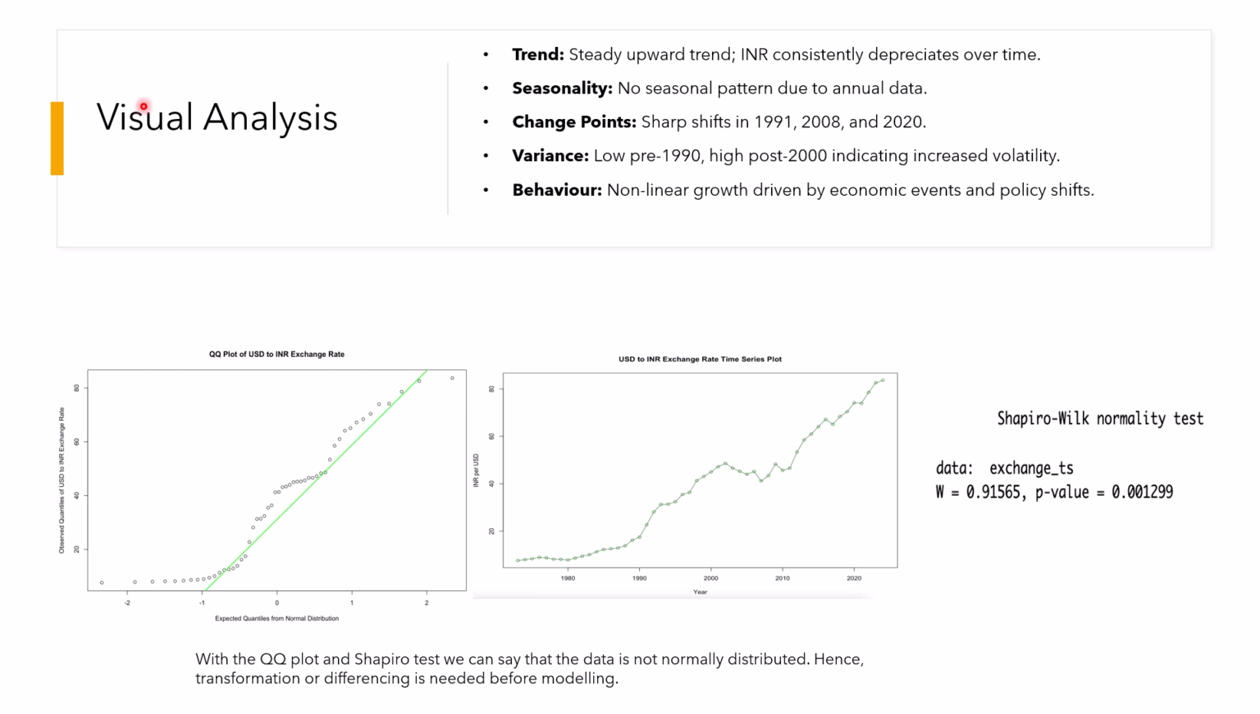Let's move on to the visual analysis. Looking at the trend, there is a clear depreciation of INR over time. Major shifts are noticeable during 1991, 2008, and 2020, linked with economic reform and the global financial crisis. The variance also increased post 2020, reflecting growth volatility. Our QQ plot and Shapiro test suggest that the data is not normally distributed, so we'll transform or differentiate the data before modeling. So let's move on to the next slide.